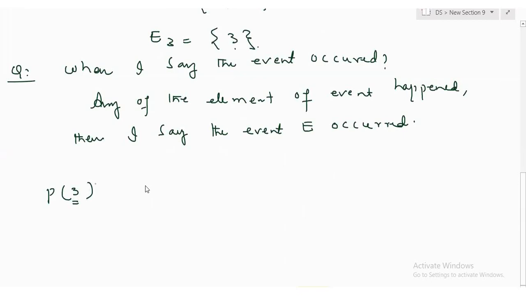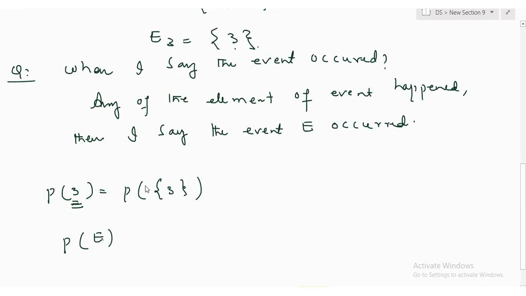So strictly speaking, yes or no? It should be like that. But we are lazy people, that's the reason we'll write like this. If this is okay? So what is the definition of this? Probability of a particular event.